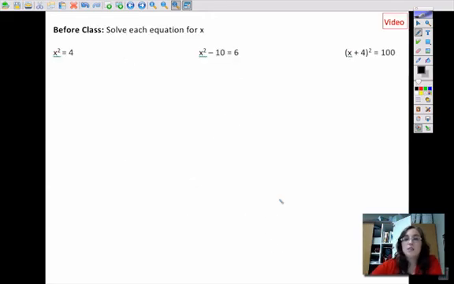Okay? So you're going to do the same thing. I'm not worrying about substituting the y's in this one. I've already done that for you. But you're going to go ahead and you're just going to solve each equation for x. So you're going to figure out what x has to equal in each of these. Make sure that you show your steps. Okay?